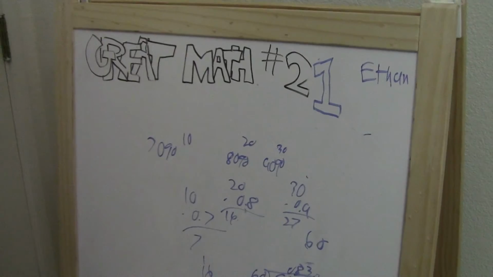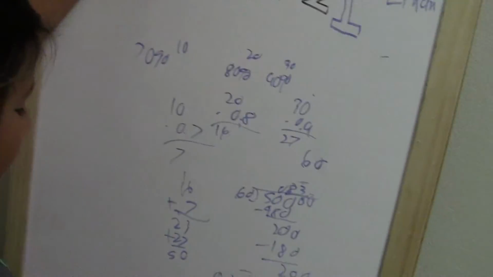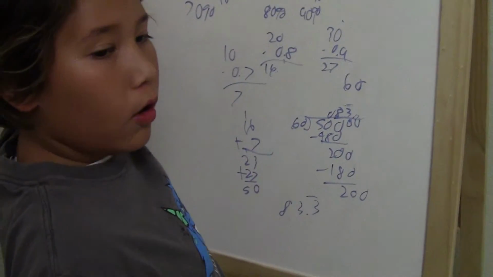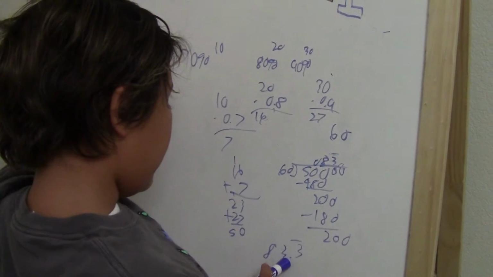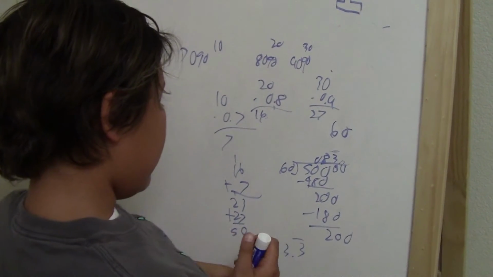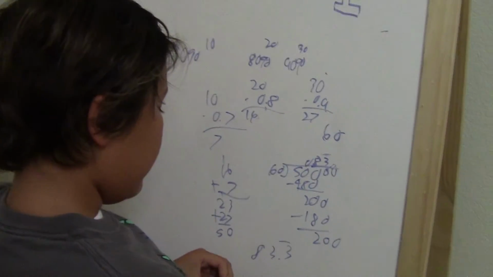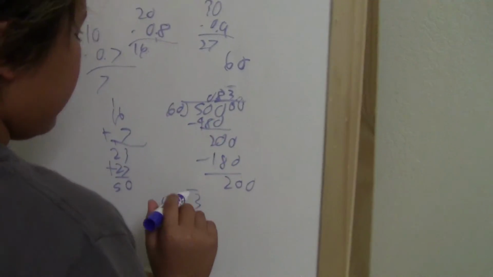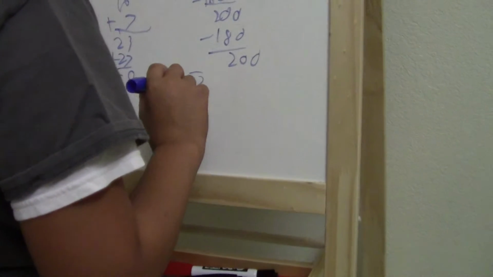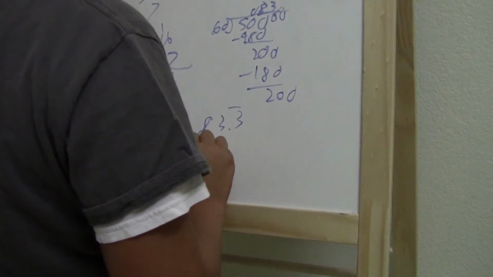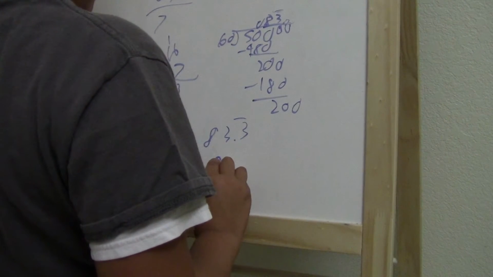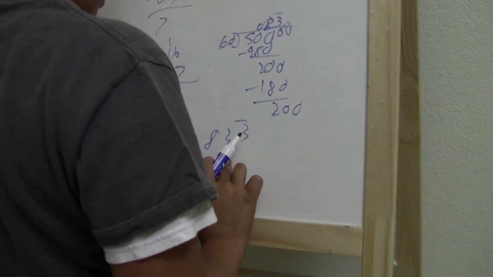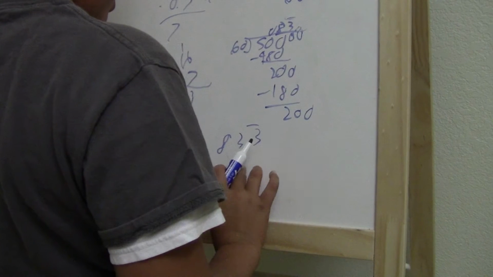Now, back to the problem. We want to round to the nearest whole percent number. And this is not above 5, so therefore it's just going to stay as 83.